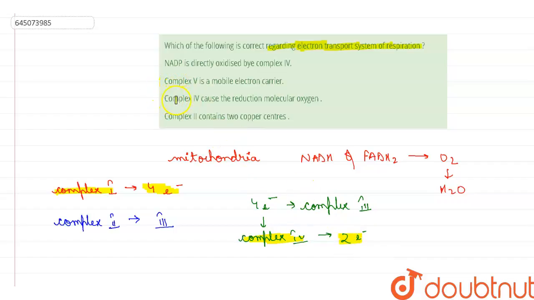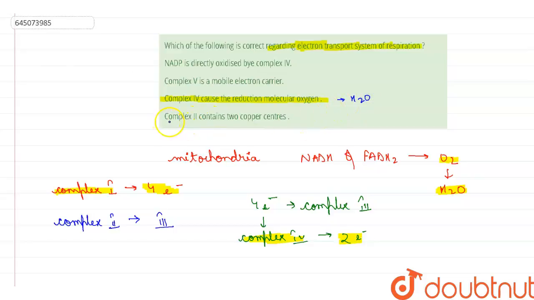Now, the third one says that complex 4 causes the reduction of molecular oxygen. I told you that in complex 4, protons are pumped and it leads to the formation of water, causing the reduction of molecular oxygen to water. So this option is absolutely correct.